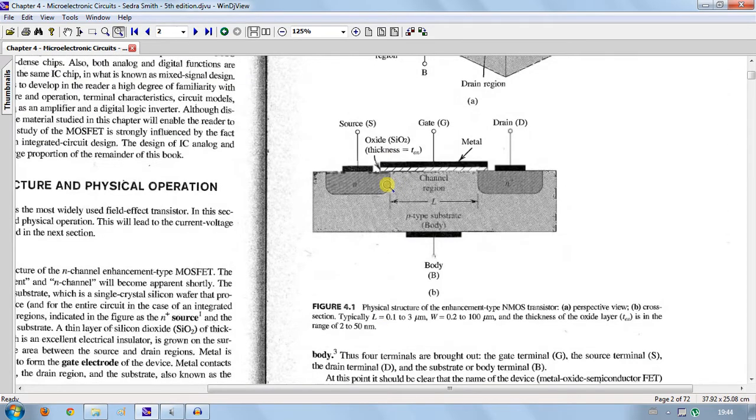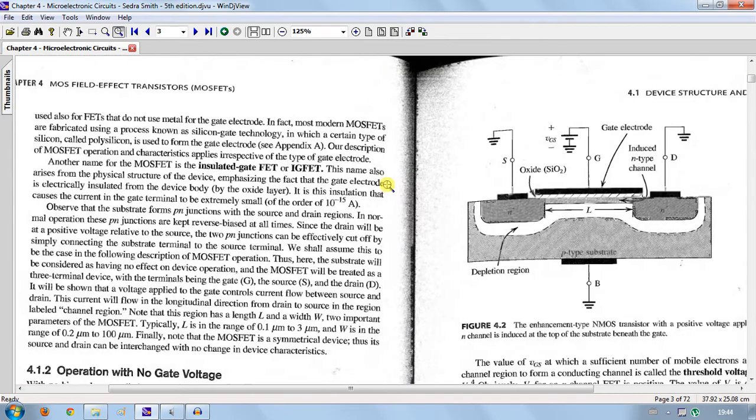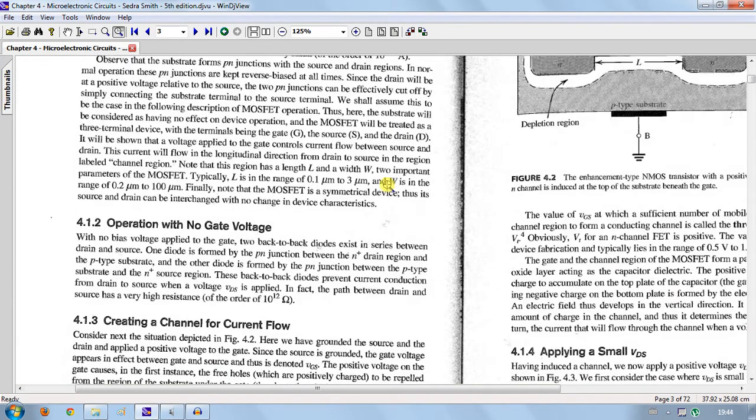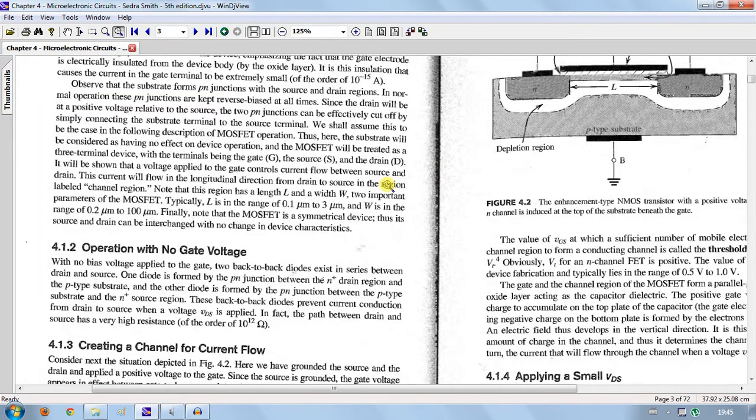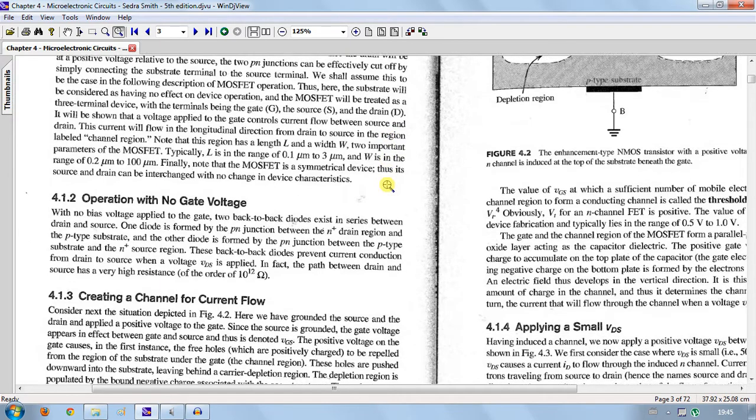So then how does it work? We first see how it operates with no gate voltage. When there is no gate voltage, it just performs like two PN junction diodes.